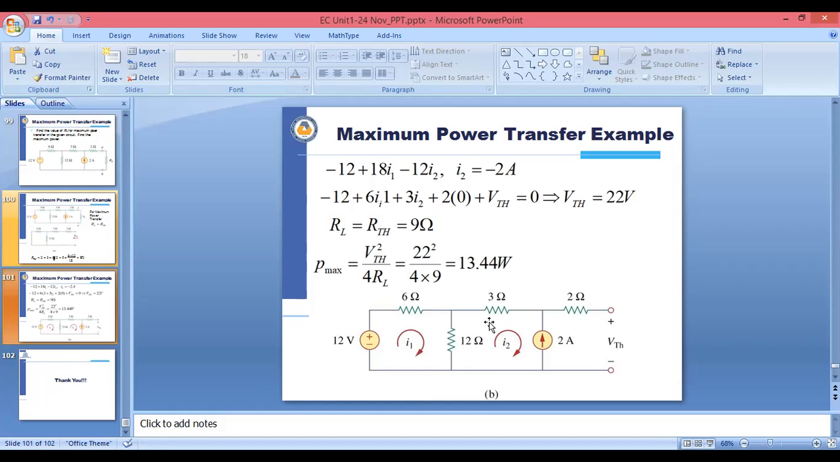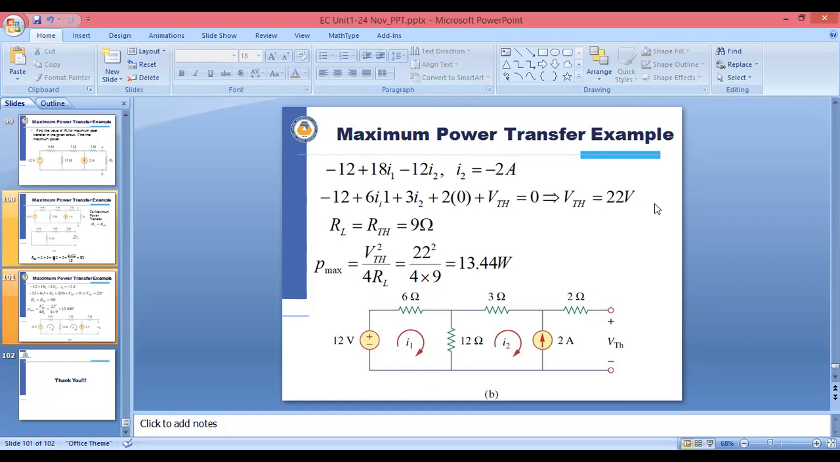If you apply KVL to this loop, our equation will become 3I2 plus 12I2 minus 12I1 minus 2, because this 2 is incoming here. We are taking clockwise direction, but it is opposite to this direction. So you can take minus 2 equal to 0. So here you will get the value of Thevenin voltage. If you solve these two equations, you will get VTH equal to 22 volt.